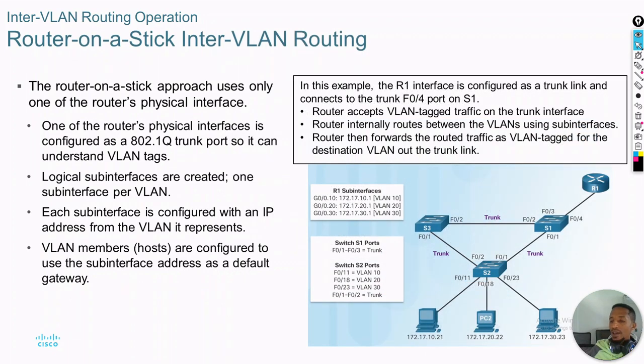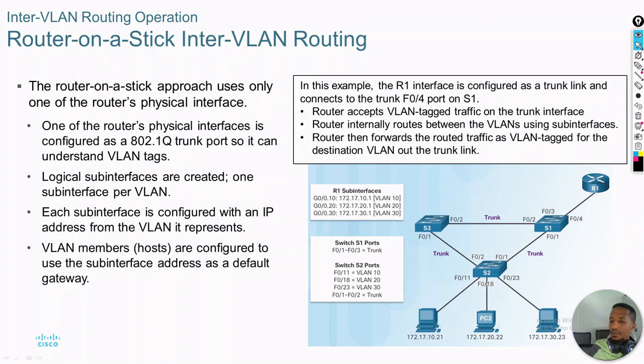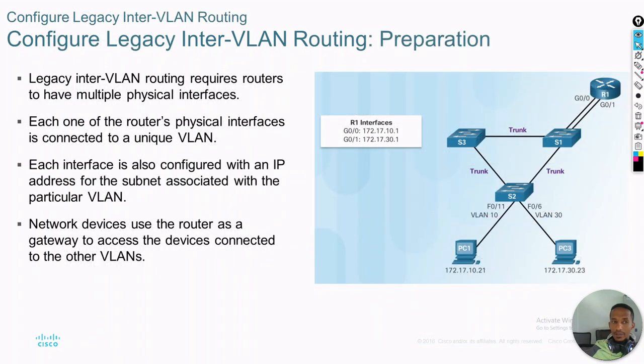With the router on a stick type, you can see it has one cable. So to communicate from here to here will be difficult, because it doesn't have two paths. In this case, a single cable will be divided into different portions based on what? Based on sub-interface. That's what we call it, sub-interface. You can subdivide it into different numbers.